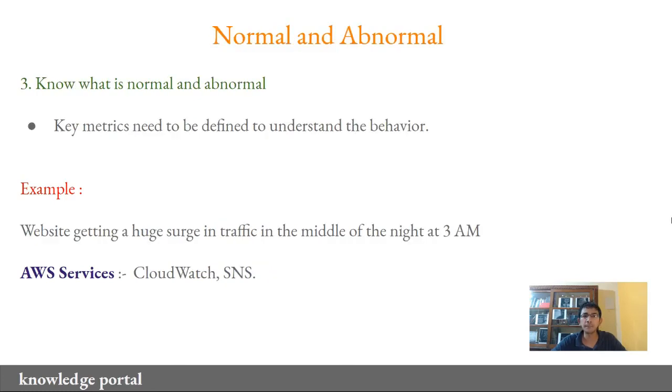Third important part is to know what is normal and abnormal. So key metrics need to be defined to understand the behavior. For example, if a website is getting a huge surge in traffic in the middle of the night at 3 a.m., you should know whether this is normal or abnormal. Based on this, you can have the incident response team ready. There are multiple services that can help here. You have CloudWatch, you also have SNS, which can notify whenever traffic is considered to be abnormal.